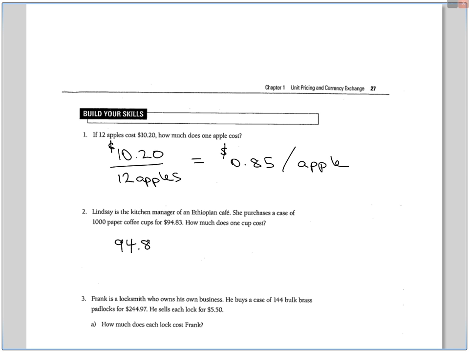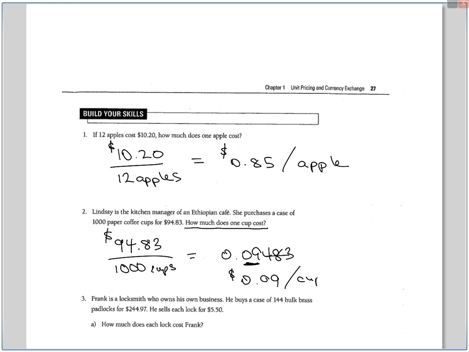Again, dollars on top. Okay, whenever it asks for how much for one, dollars on top. This is cups on the bottom. 94.83 divided by 1,000. Looks like 0.09483. So remember that this is money, so we need to look at these two decimals. The 4 rounds off. Okay, so it's just going to be 9 cents per cup.